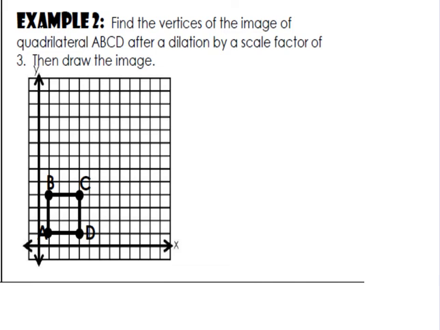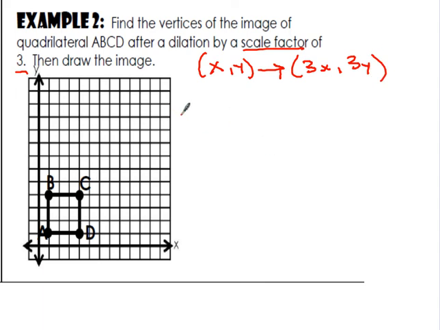So I have the vertices of the image quadrilateral ABCD. So it looks like I have a square. Each side length is 3. Sweet. Scale factor is 3. So another way to write that, if I want to write it algebraically, is my dilation is just taking my x and my y and multiplying both of them by 3.